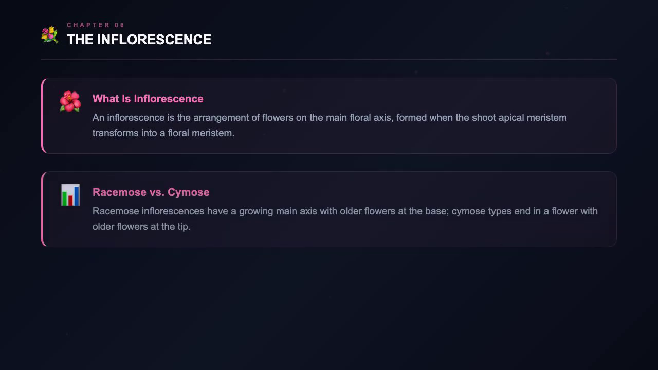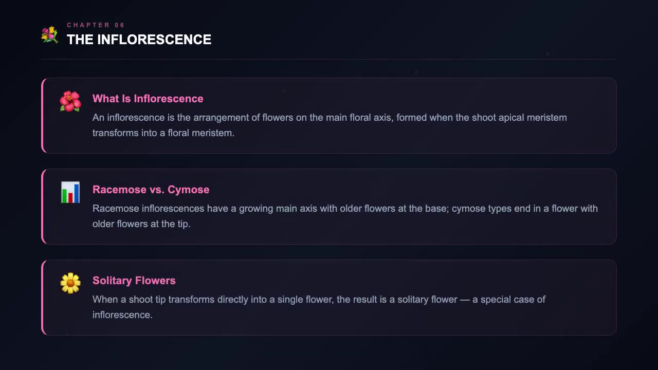An inflorescence refers to the arrangement of flowers on the main floral axis. A flower is a modified shoot. The shoot apical meristem transforms into a floral meristem, and the axis becomes condensed into a flower. There are two main types of inflorescences, racemose and cymose.